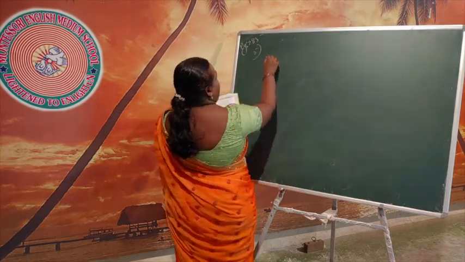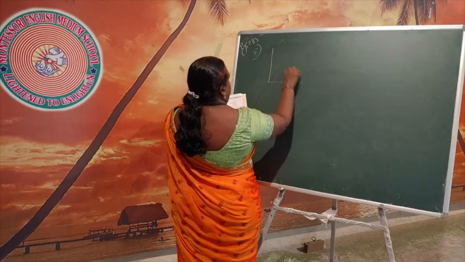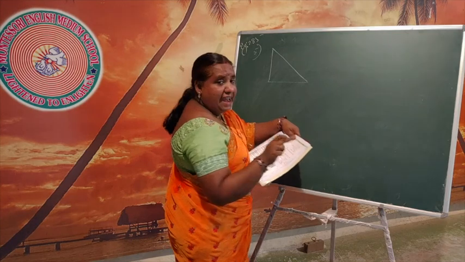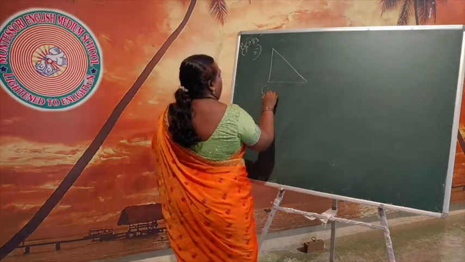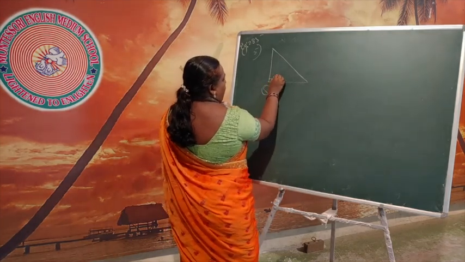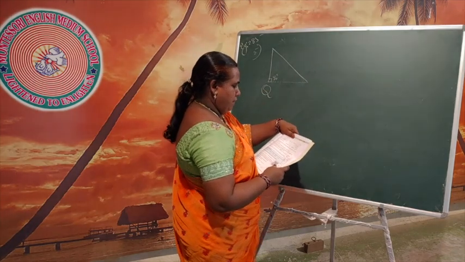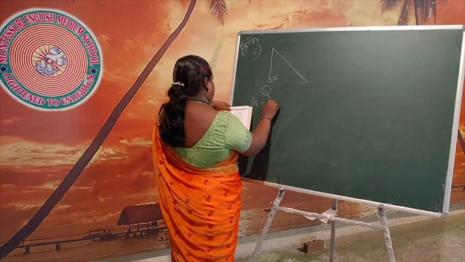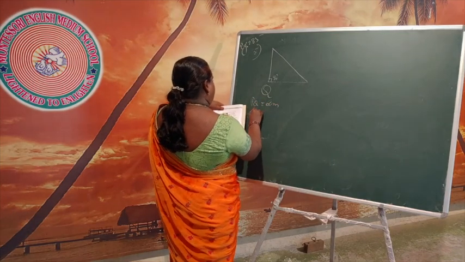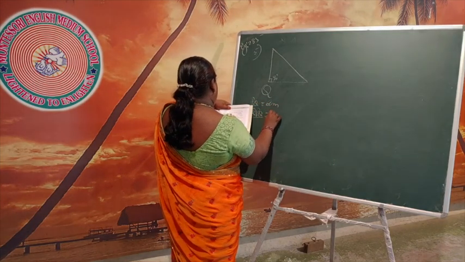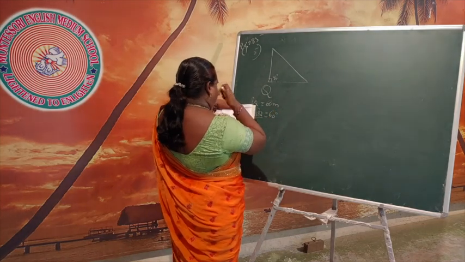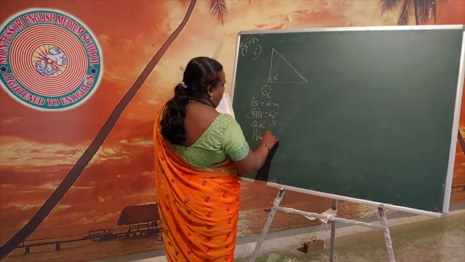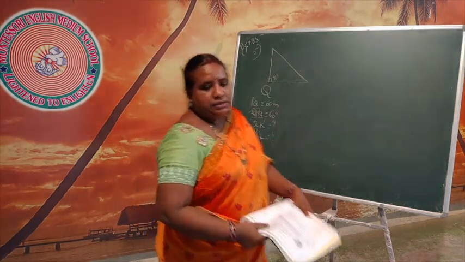in right angle triangle PQR, right angle at Q. So we have to mark the right angle at Q, and PQ is 6 centimeters. Given PQ is 6 centimeters, and angle RPQ is equal to 60 degrees. Then you have to find QR and PR. So the sum is like this.